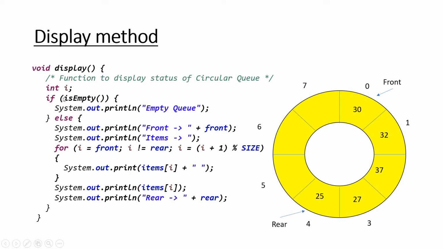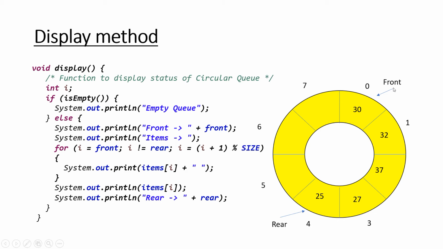So isEmpty is the method which we are going to use to find out whether the queue is empty or not. Once we get to know that the queue is not empty, we can use a for loop to iterate from front to rear. Now in this also we have to again use this modulus operator. So if you're not so familiar with this modulus operator, I will suggest you go and do some exercise on it to get familiar with it.